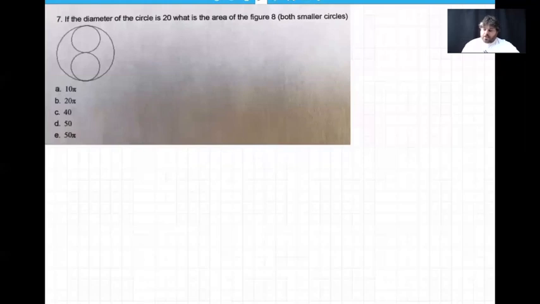All right, if the diameter of a circle is 20, what is the area of the figure 8, both smaller circles? All right, so we're asking for the area this time. So it's a similar problem. We know this is 20, so the little one is 10 and 10 for the diameter.